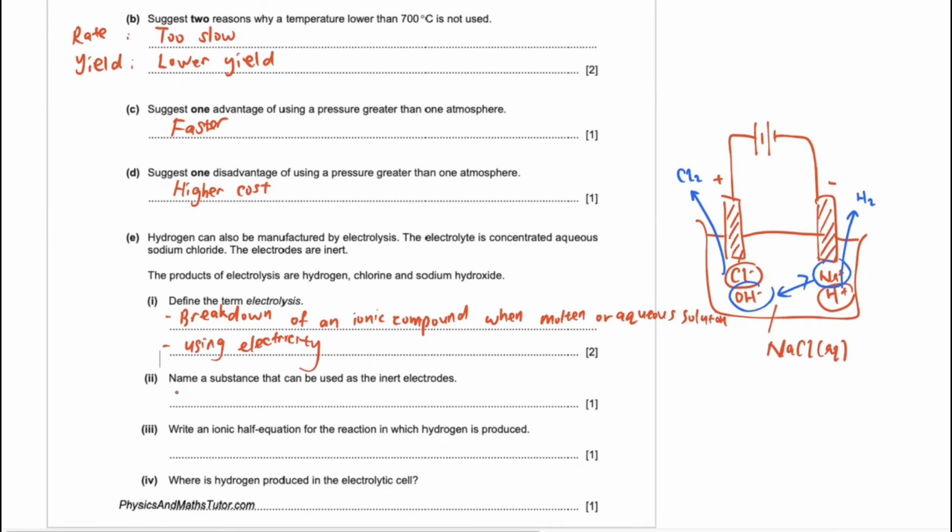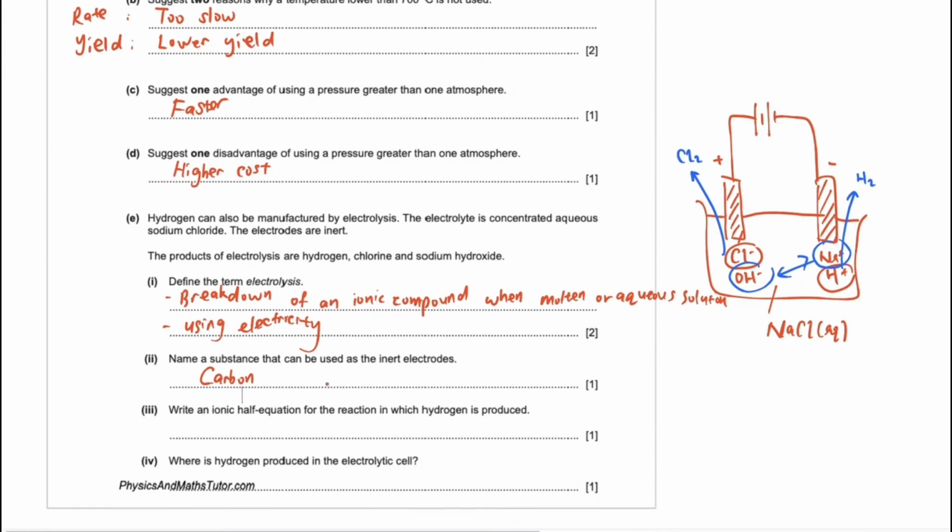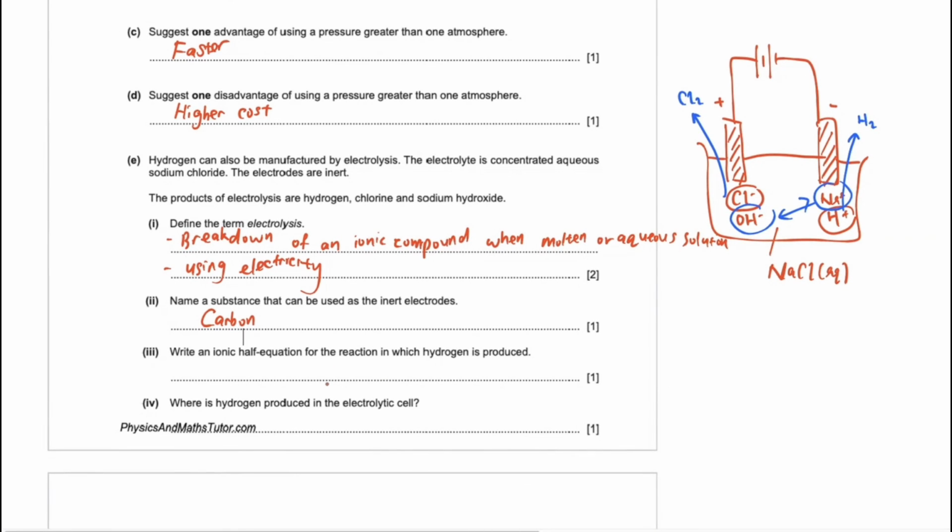Now part two, name a substance that can be used as the inner electrode. Any suggestions? What can we use as inner electrode? Carbon, or you can also call it graphite. Carbon and graphite are basically the same thing. Or the other option is platinum.